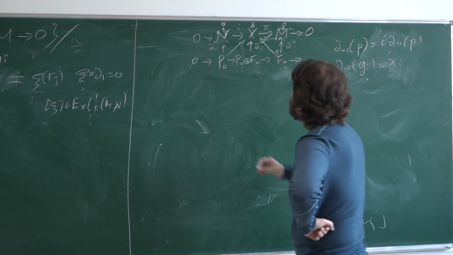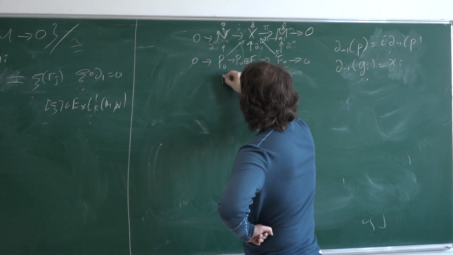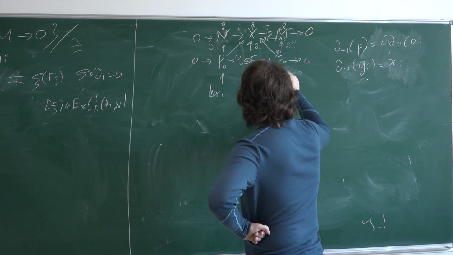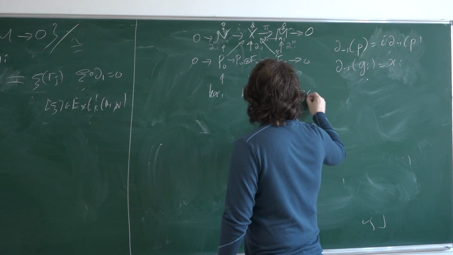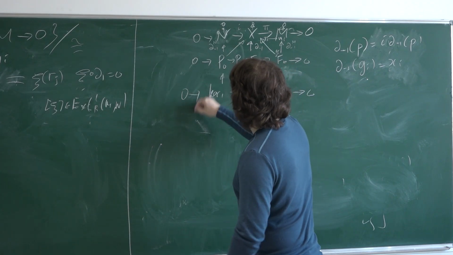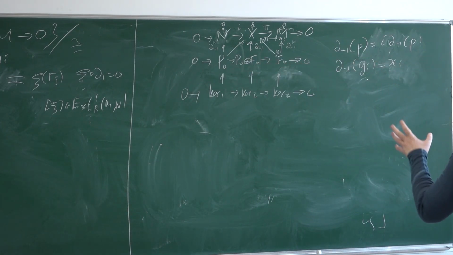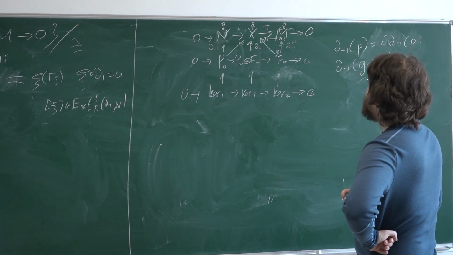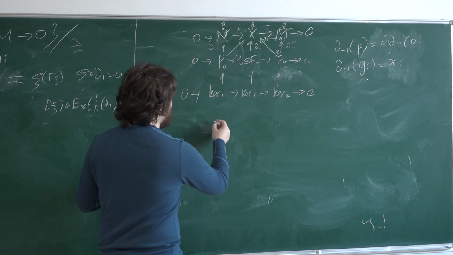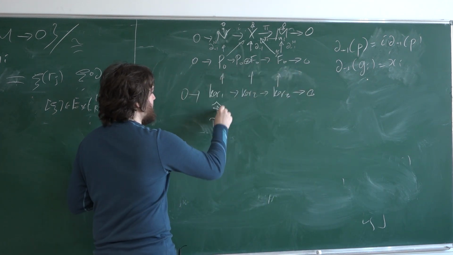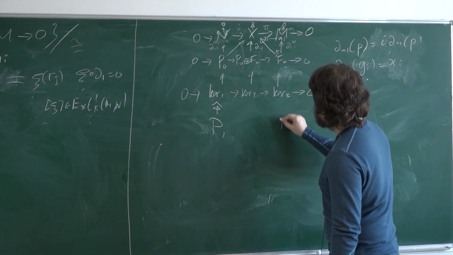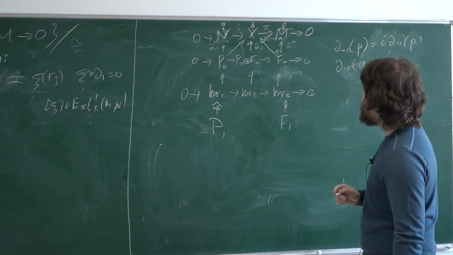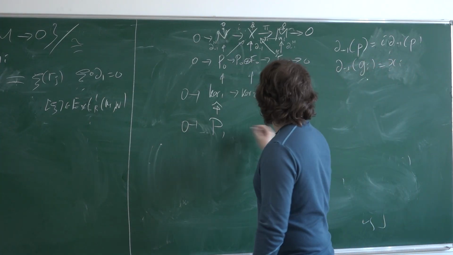Okay, and then we have kernels of these maps. They have kernel 1, kernel 2, kernel 3, and they also fit into the short exact sequence. And here we have a projection from P0 by definition of projective resolution. Here we have a projection from P1 to F1, and we are also doing the same thing.